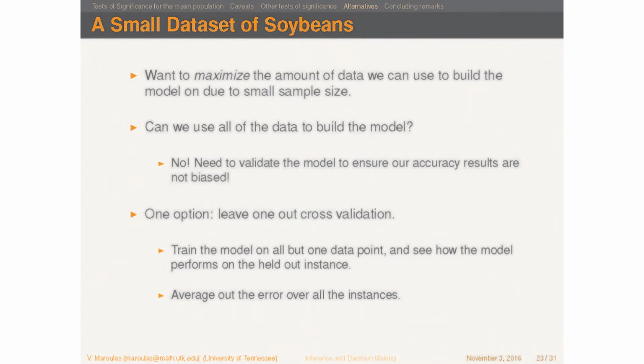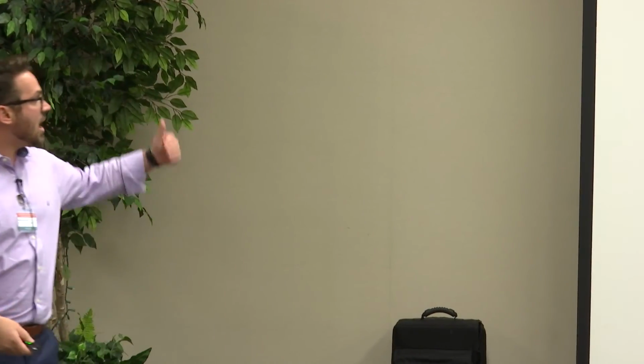So there is an option for you, and the option is leave-one-out cross-validation. What that means is you train your model on all but one data point and see how the model performs on the held-out instance. Since you have 12 data points, I'm going to build my model on 11 and hold out one to validate, but I'm not going to do that once. I'm going to do that 12 times, so I give a chance to every single datum to be the one that I validate on. And then I'm going to average out the error over all the instances.